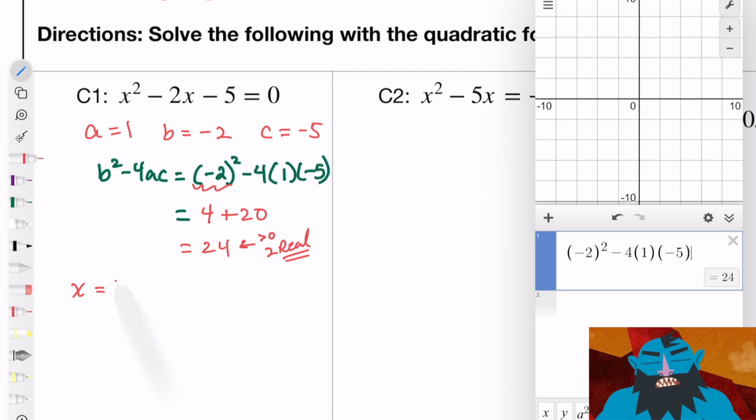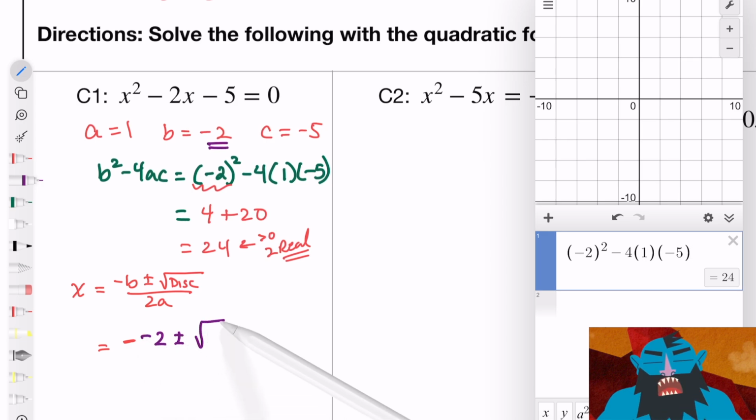So it's negative b plus or minus the square root of my discriminant all over 2 times a. So negative of the b value. What's my b up here? Negative 2. Oh, get myself some double negatives there. Square root of my discriminant, which is 24, all over 2 times a.